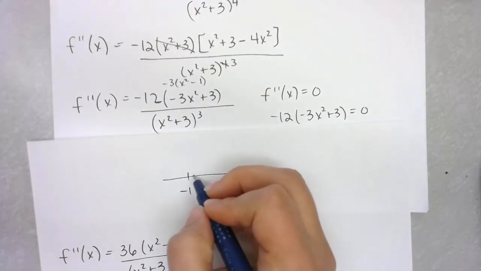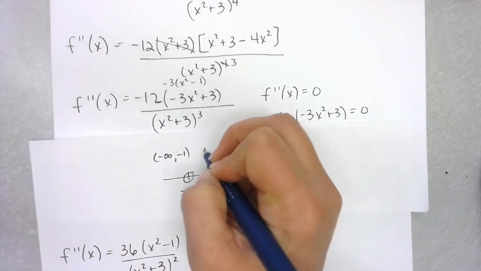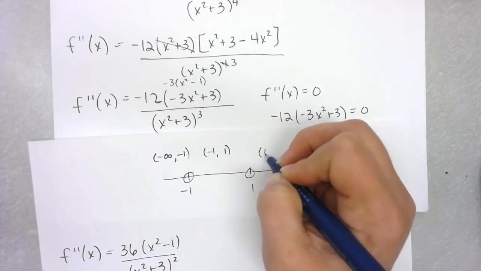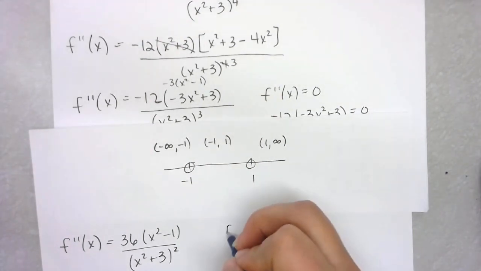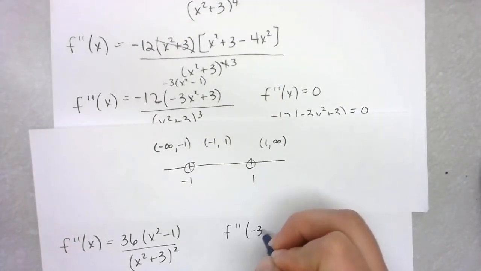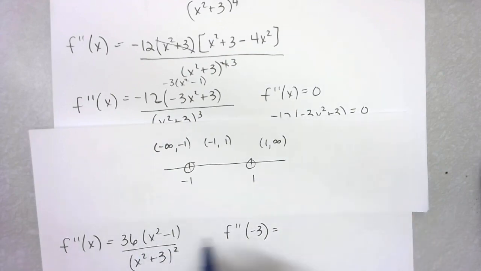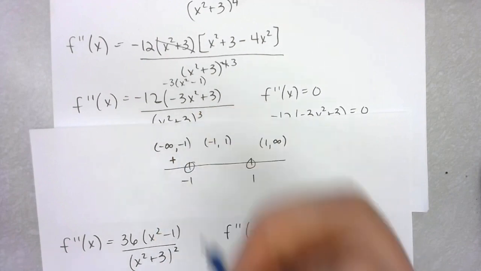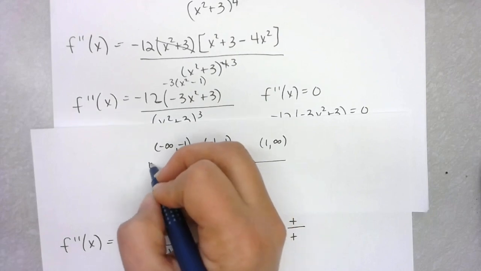So I'm going to test a point in each one of these intervals again. I'm going to rewrite this as negative infinity to negative 1, negative 1 to 1, these are my three intervals, and 1 to positive infinity. I'll start with f double prime of, we'll just say negative 3. I'm going to have 36, which is positive. I square the 3, and I get 9 minus 1, which is positive, so I get positive overall on top. And I get 9 plus 3 quantity squared, which is positive. So positive here.